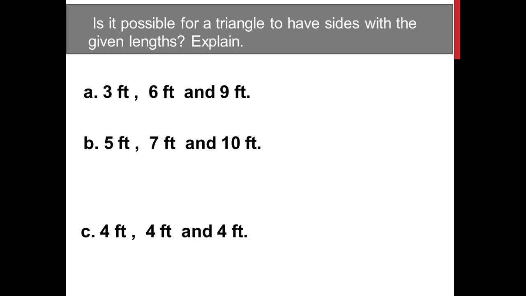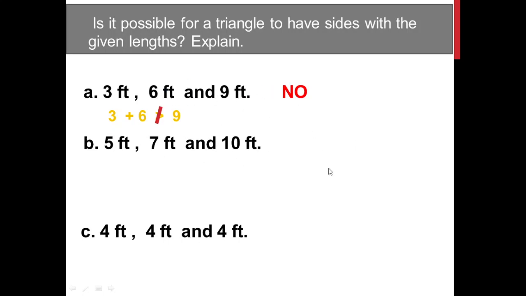So there you have it. Do 3, 6, and 9 feet make a triangle? If your answer is no, then you are correct, because we have 3 plus 6 equals 9, which is not greater than 9. So these dimensions will not make a triangle.